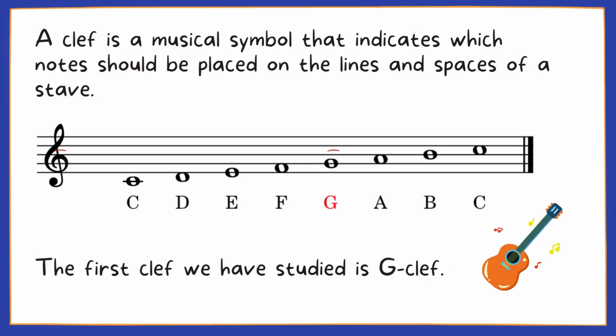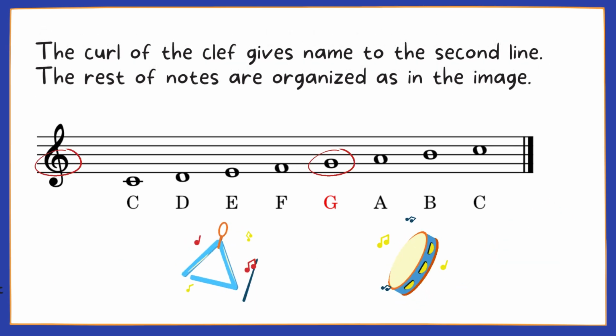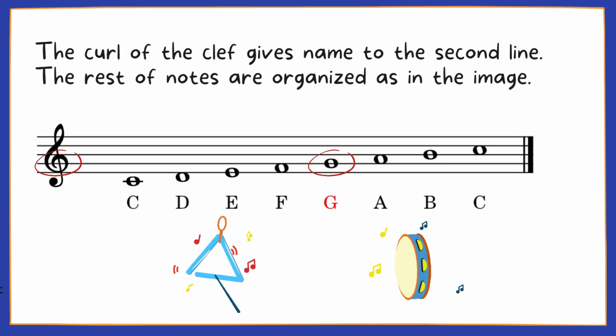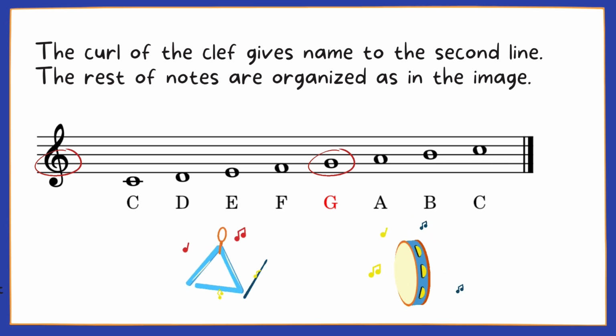We change subject and we will revise the concept of clef. A clef is a musical symbol that indicates which notes should be placed on the lines and spaces of a stave. Here you have got an example with G clef, the first one we have studied. As you can see, the curl of the clef gives name to the second line. The rest of notes are organized as in the image.